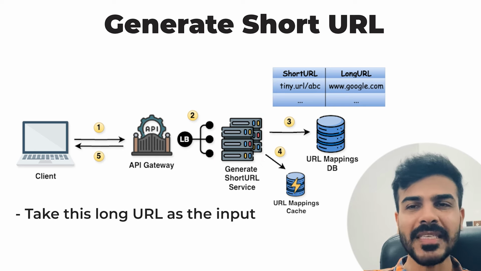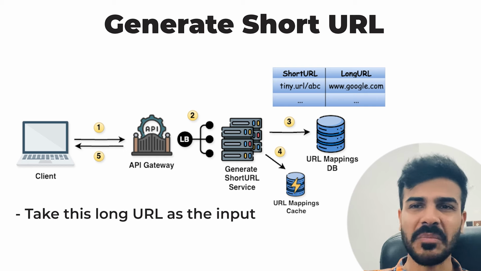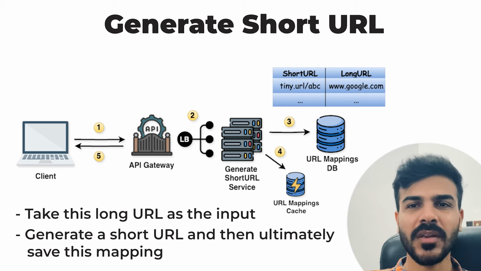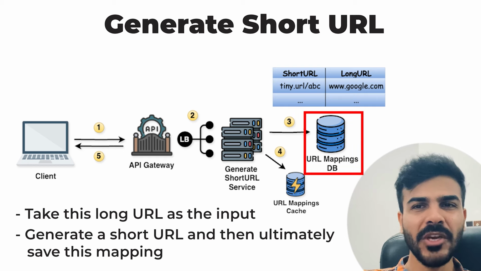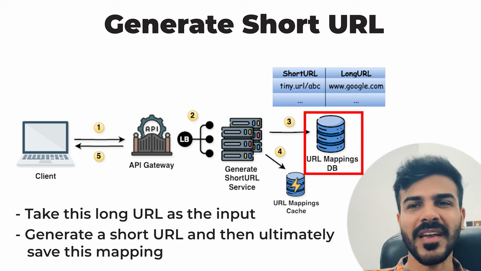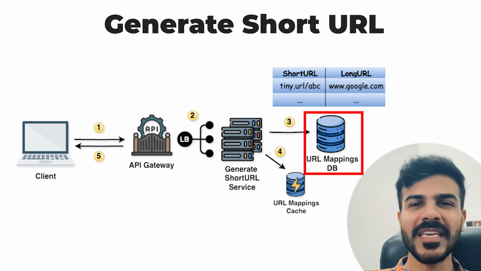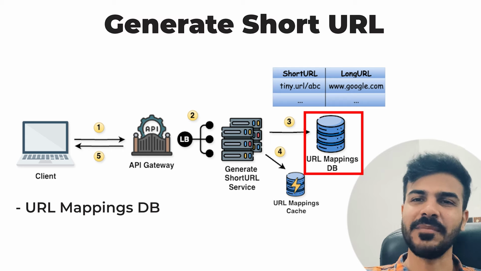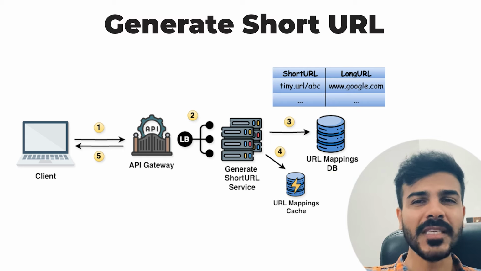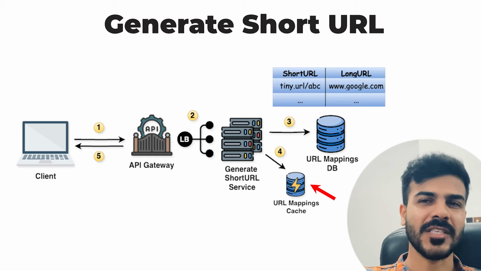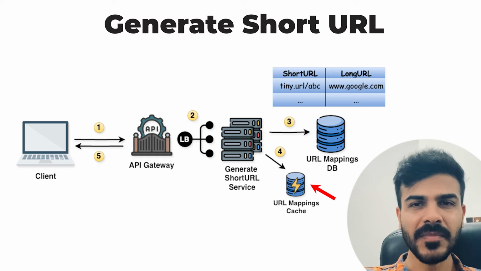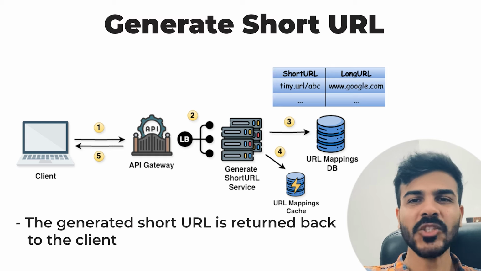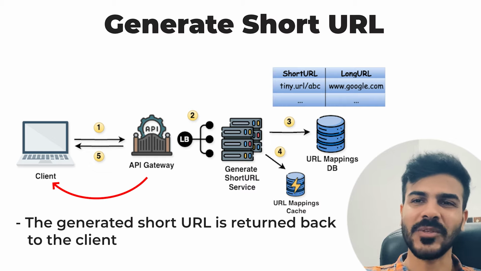So it would take this long URL as the input, run some code, generate a short URL, and then ultimately save this mapping of short URL to the long URL in the database. We call this database the URL mappings DB. We also store this in the cache, the URL mappings cache, just for faster access if needed. Ultimately, the generated short URL is returned back to the client.